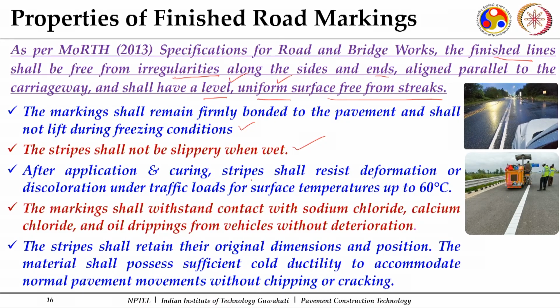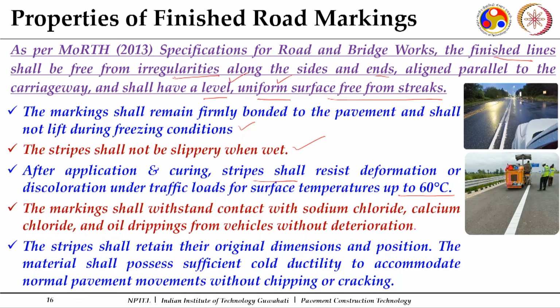After application and curing, stripes shall resist deformation and discoloration under traffic loads, for surface temperatures up to 60 degrees centigrade. These are the average maximum temperatures which can be experienced on a road surface, so that is why 60 degrees is referred to here. The marking shall withstand contact with sodium chloride, calcium chloride and oil drippings from vehicles without deterioration. These chemical agents may be there, because of which again they should not get deteriorated. The stripes shall retain their original dimensions and positions, and should not get distorted.